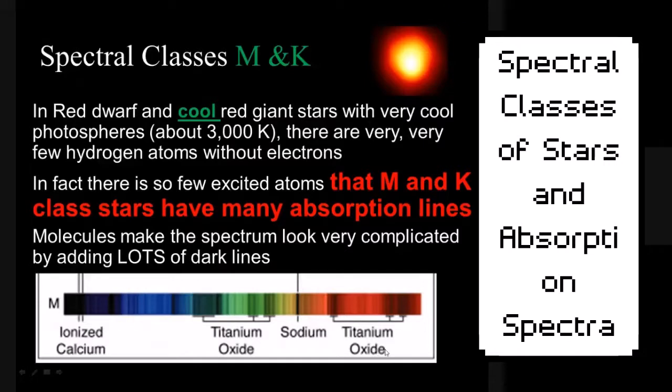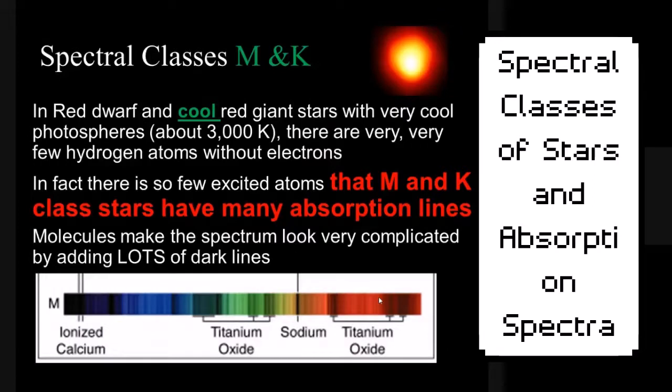So you have titanium oxide. That's not even an element, that's a compound that's absorbing light. Sodium, it's going to be absorbing light. Calcium, and a whole bunch of everything in between. It's not just those three. There's a bunch of elements that are going to be a gas at 3,000 Kelvin. And so what you'll notice is that with M and K class stars, the way to tell whether you have a red dwarf or a cool star is there's going to be a lot of lines. Easy way to tell.